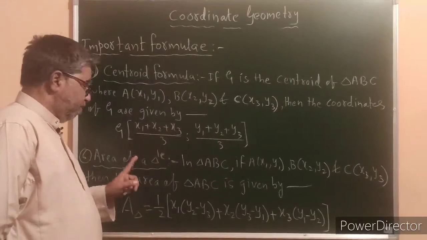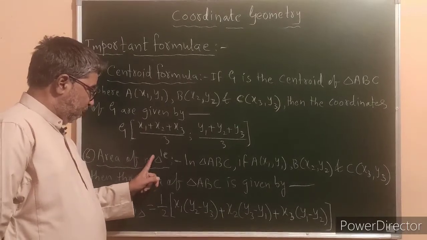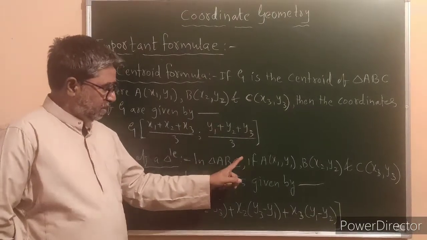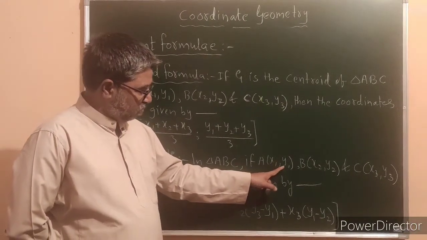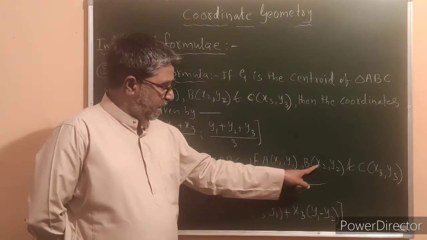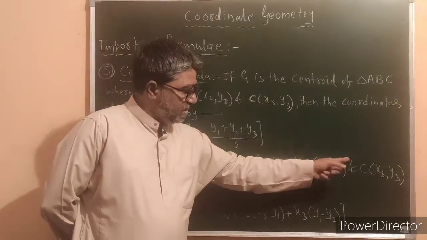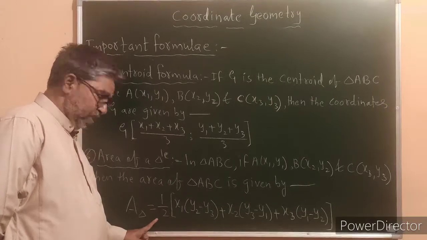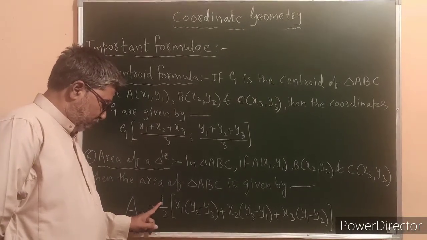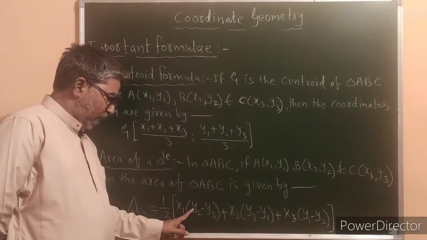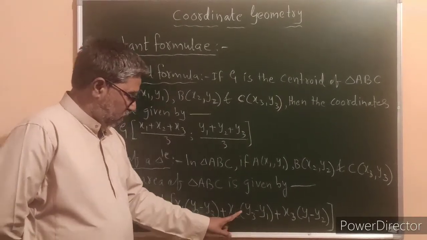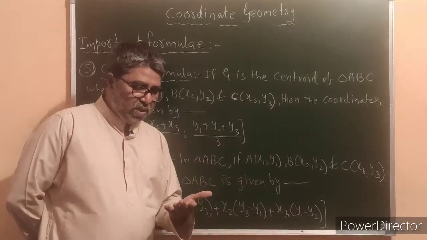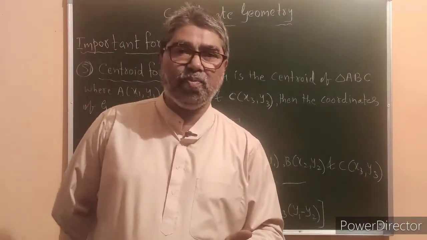Now the sixth very important formula is the area of a triangle. In triangle ABC, if vertex A has x1, y1 as coordinates, vertex B has x2, y2, and vertex C has x3, y3, then the area of that triangle is given by this formula. Area of triangle is equal to 1 upon 2 into bracket x1 into (y2 minus y3) plus x2 into (y3 minus y1) plus x3 into (y1 minus y2). So in this way, dear students, these are six very important formulae.